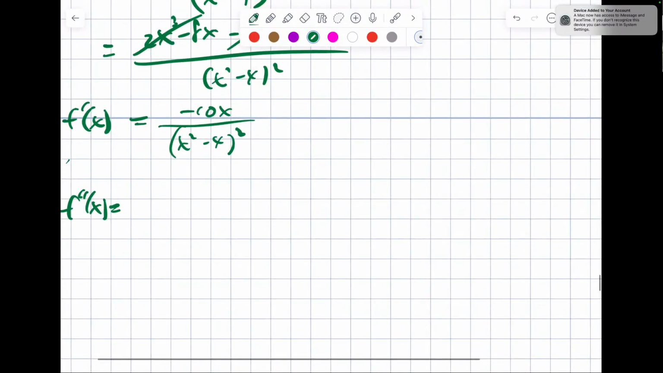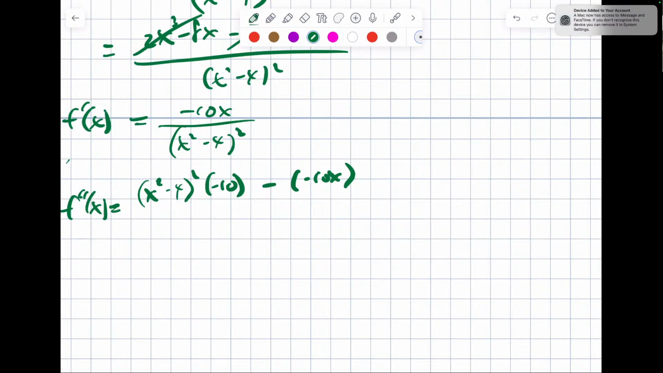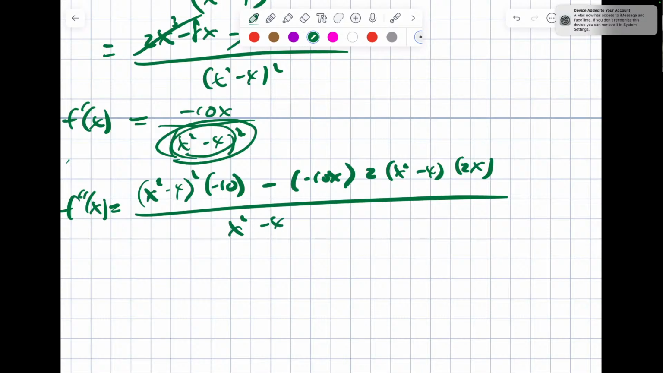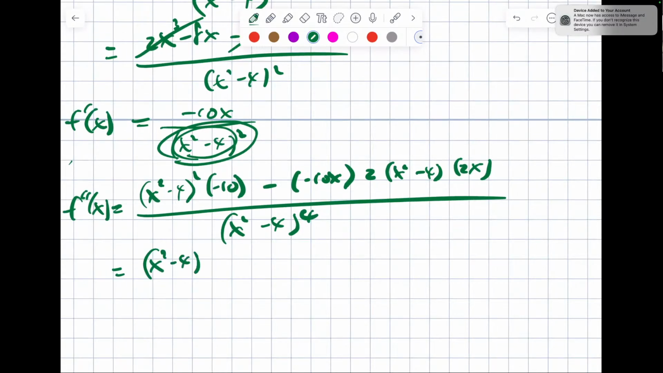So low d high minus high d low. Now this is a chain rule. So it'll be 2 times x squared minus 4 to the 1 times 2x over x squared minus 4 to the 4th. To make your life easier, factor out x squared minus 4, and that's going to be negative 10x squared plus 40x. And this is completely factored out.